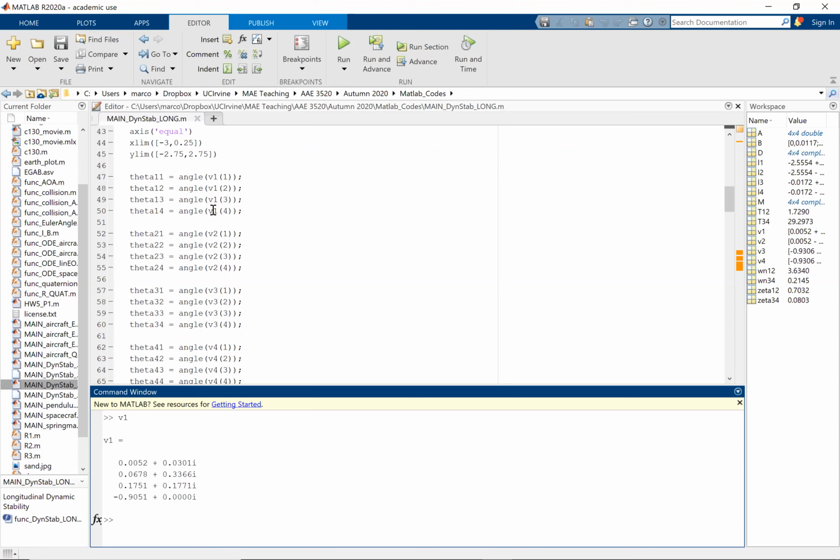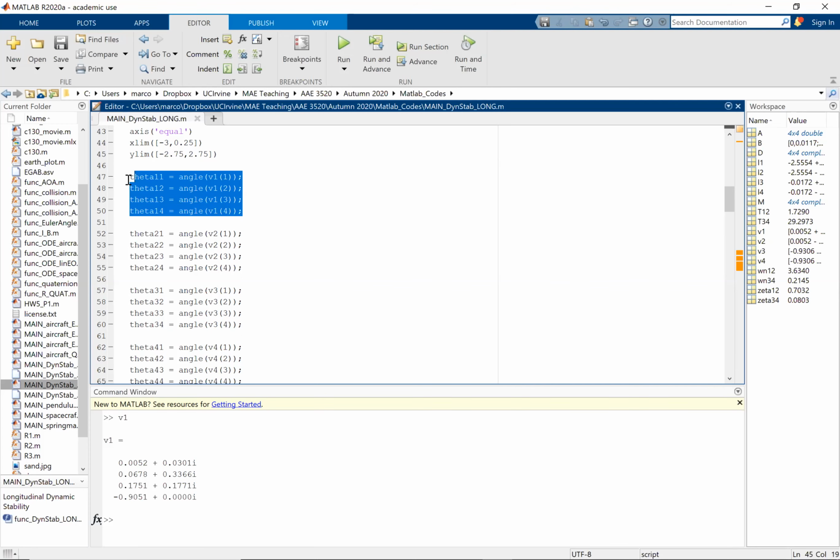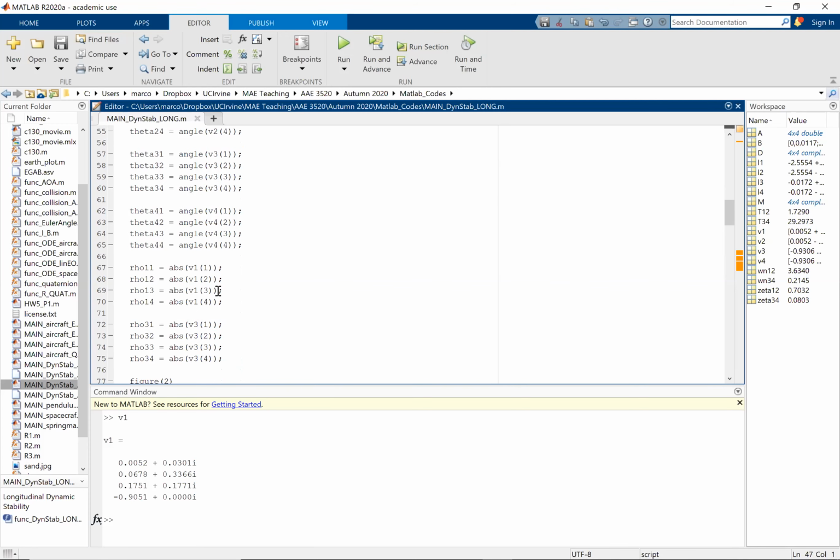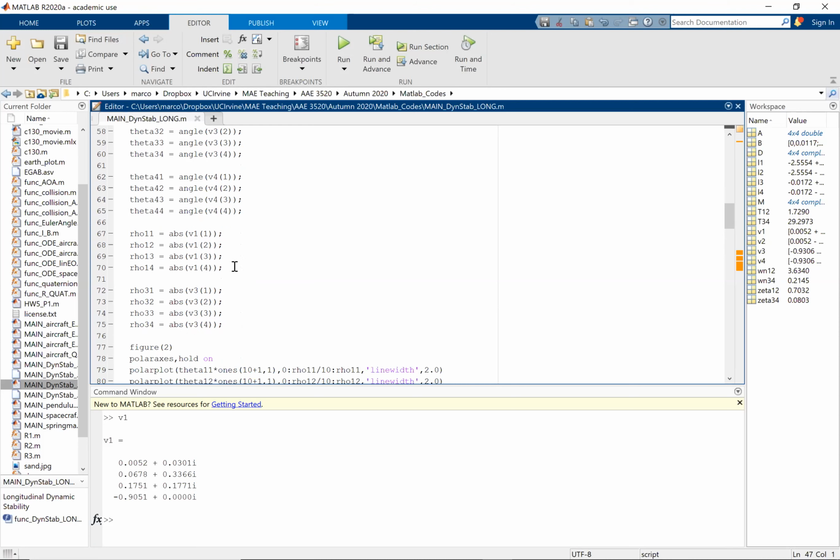So I've done that for all the elements of V1, then for V2, V3, and V4, and same thing for the magnitudes. Actually, I haven't done it for V2 and V4, now that I've noticed, but it's not really a big deal because V2 and V4 are complex conjugates of V1 and V3. So once you complex conjugate, complex conjugate numbers have the same magnitude. 1 plus 2j has the same magnitude as 1 minus 2j. So it doesn't really matter.